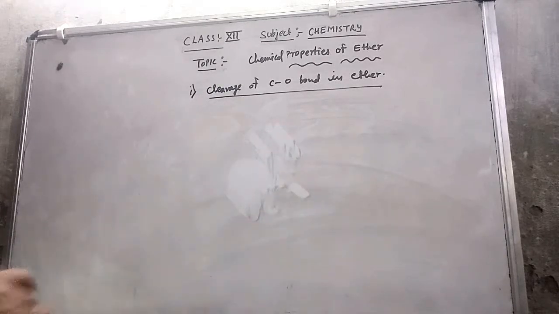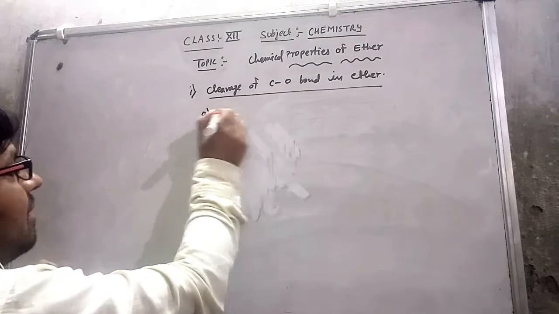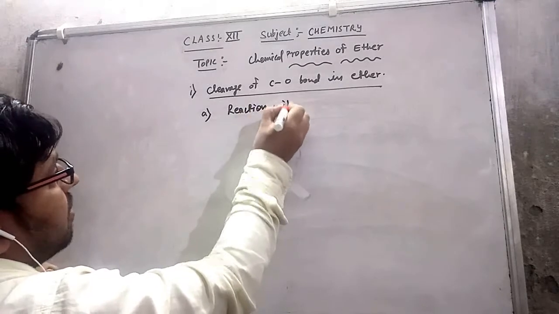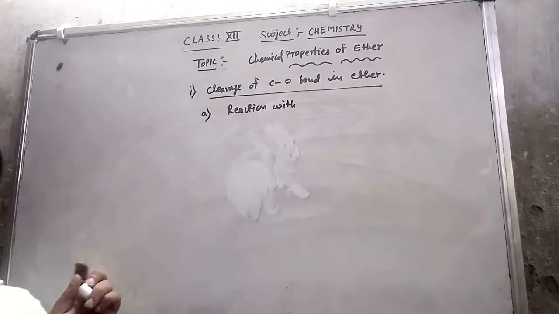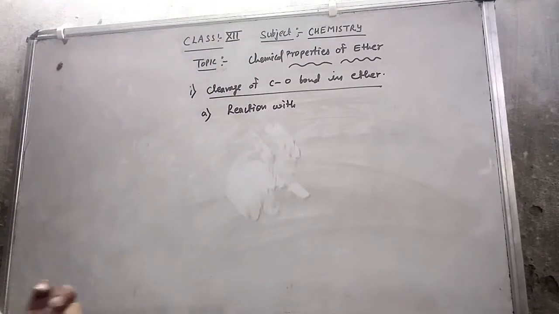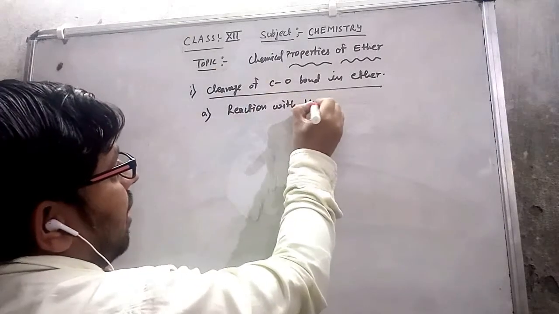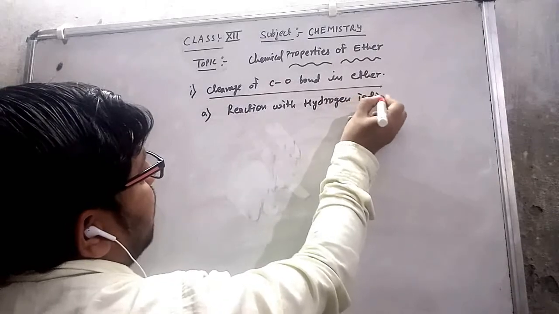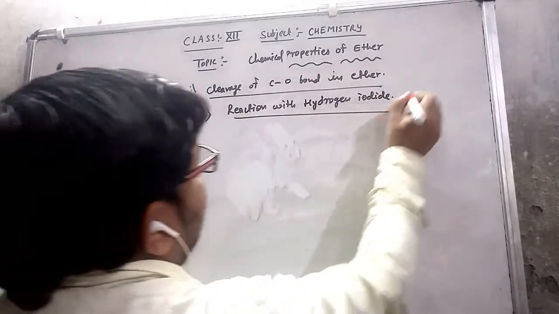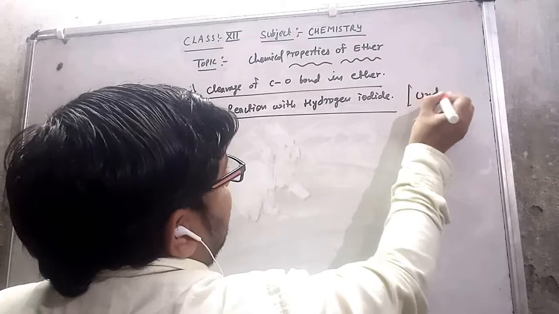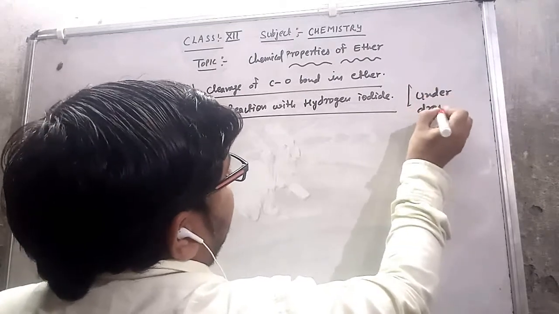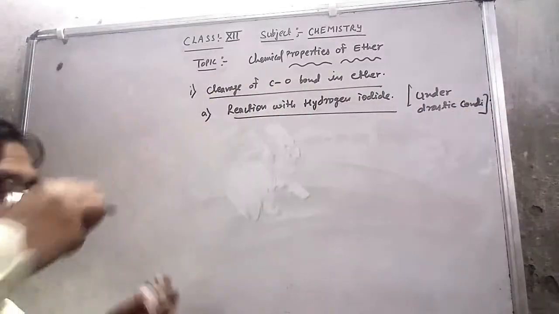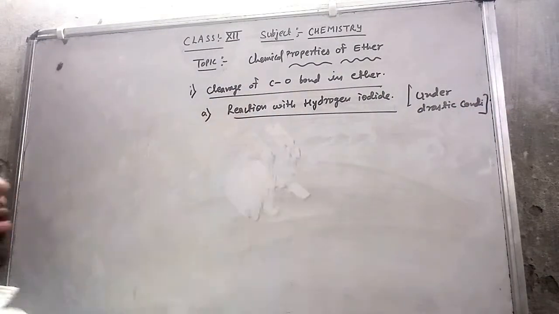Under this, the first topic I will discuss is the reaction with hydrogen iodide. That will be under drastic condition. Drastic condition means high temperature or excess amount of the reagent.